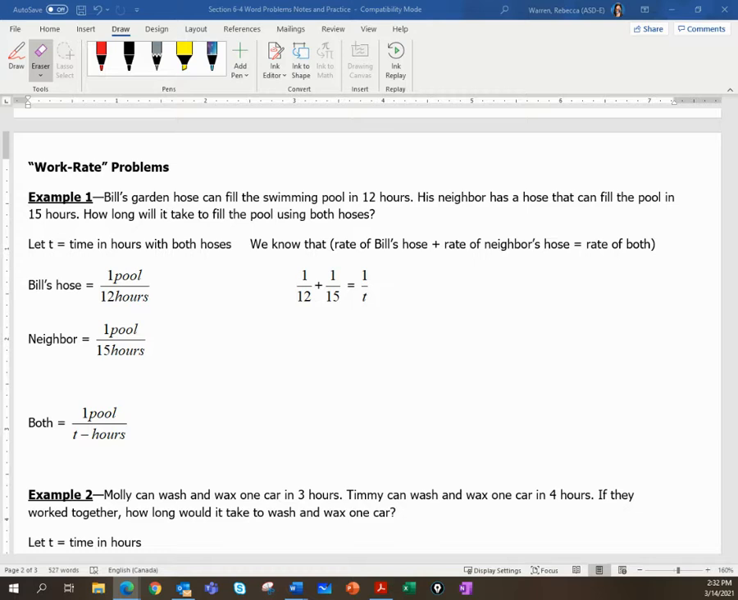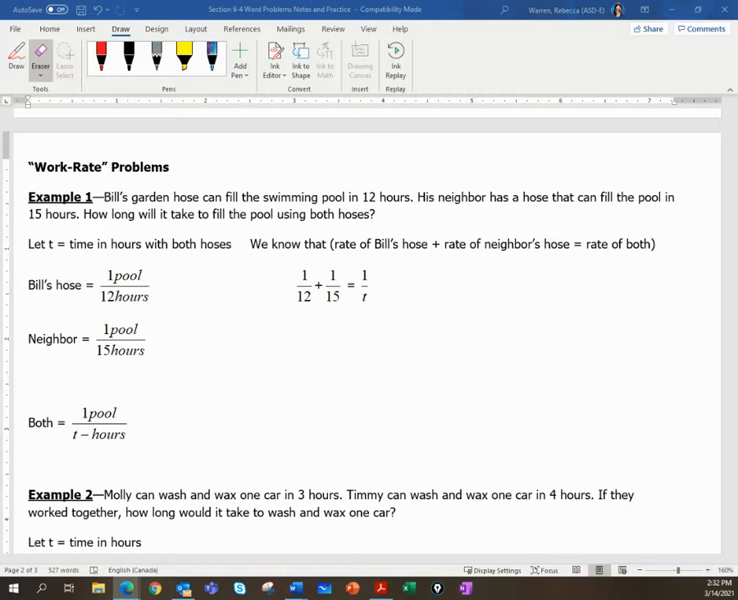His neighbor's hose can do one pool every 15 hours. Again, that's a rate, so we write that as 1/15. And then similarly, how long it will take to do one pool with both of their hoses, that's also a rate. So we're going to write that as one pool in T amount of hours. One pool every T amount of hours, so 1/T.